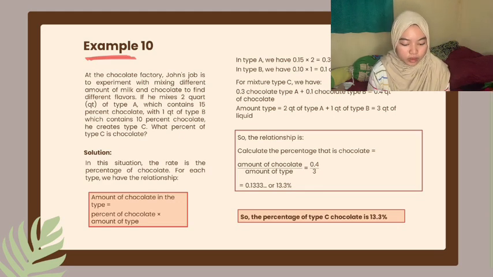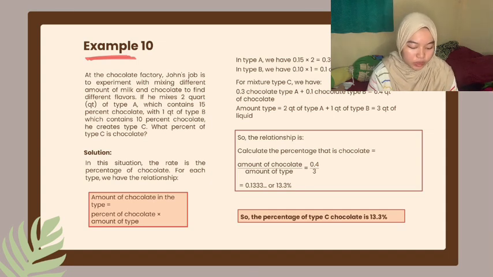Amount of type C equals 2 quarts of type A plus 1 quart of type B equals 3 quarts of liquid. So the relationship to calculate the percentage that is chocolate equals amount of chocolate over amount of type C equals 0.4 over 3 equals 0.1333, or 13.3%.